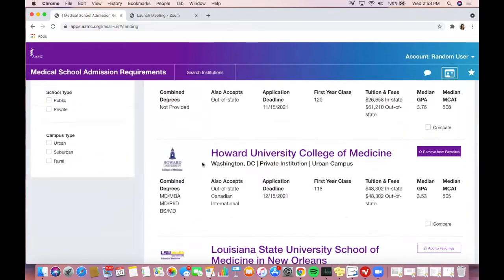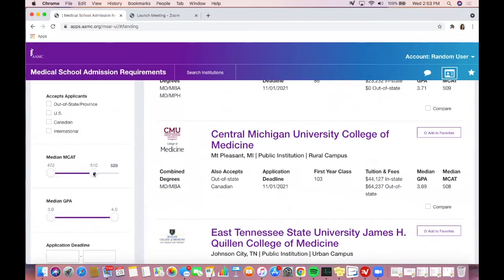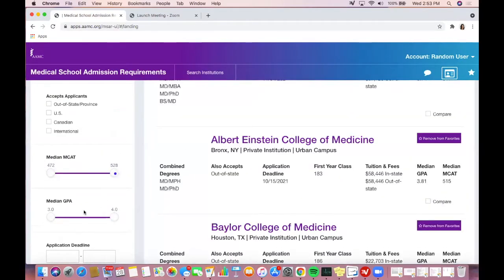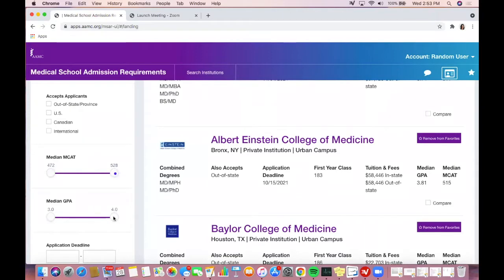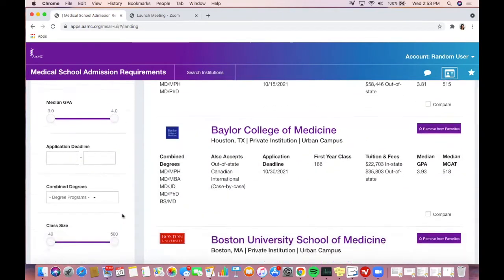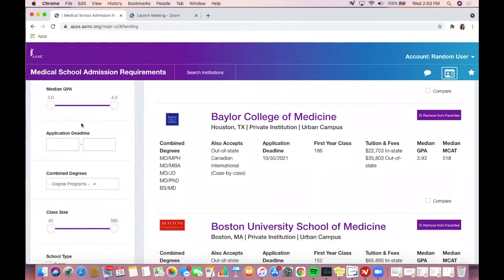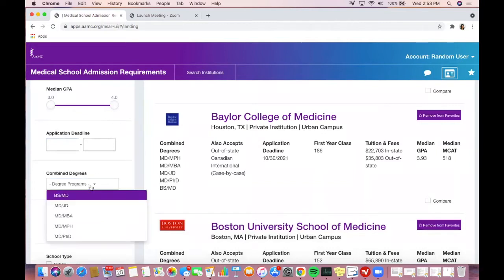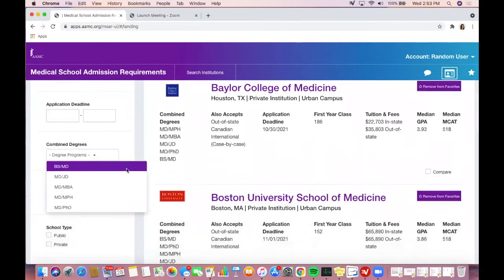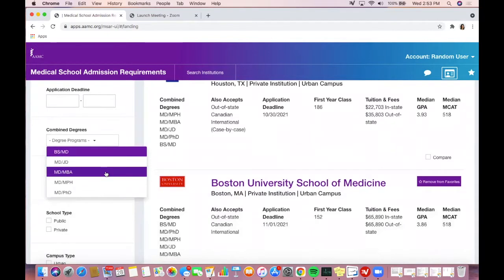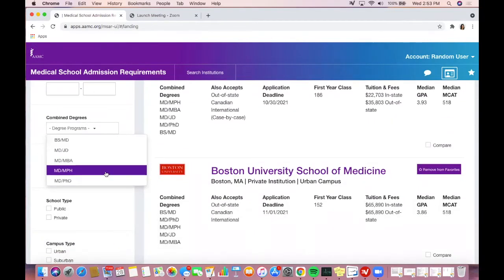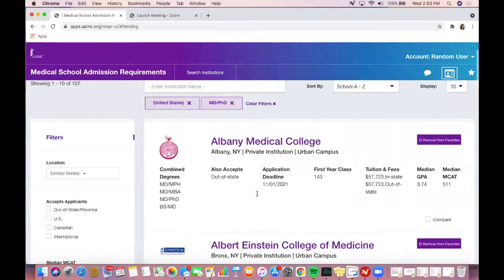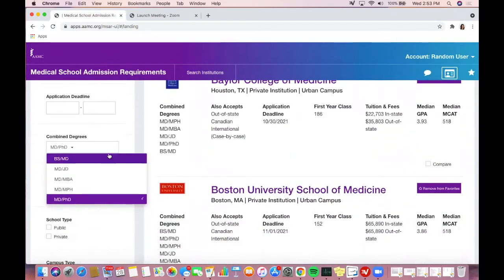All right, so you can sort things based on the median MCAT. You can sort things based on a median GPA, and you can sort based on the application deadline. Okay, and they will give you some ideas of what those deadlines should be. And then you can also sort schools based on the combined degree type offered. So if you're applying, for example, to MD, PhD, which medical schools will offer an MD, PhD.